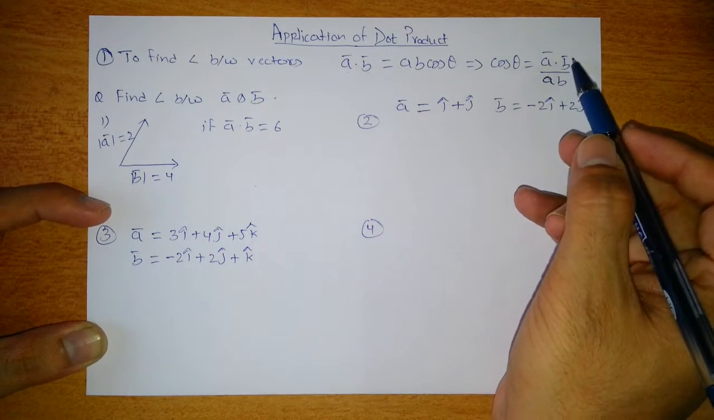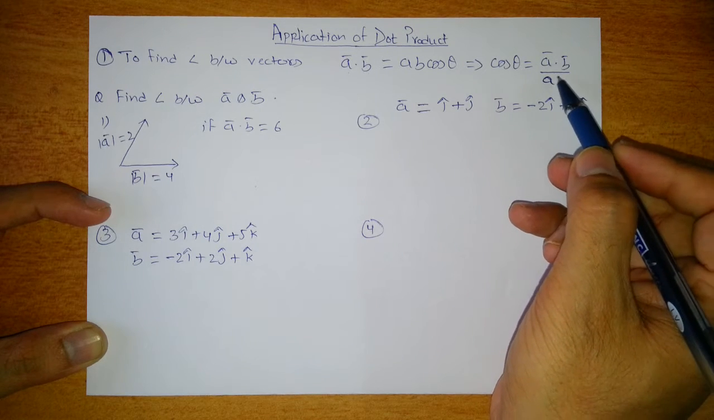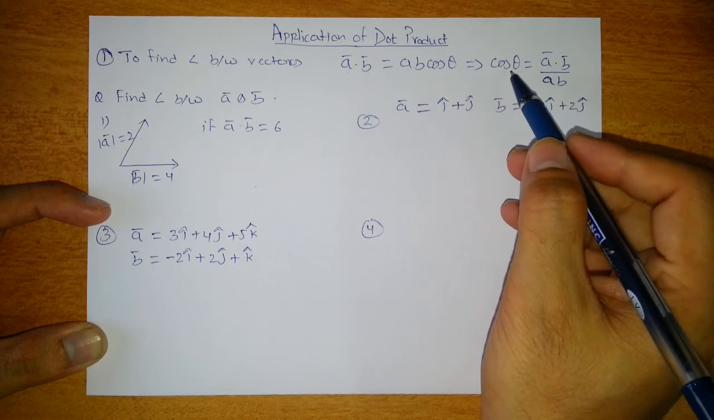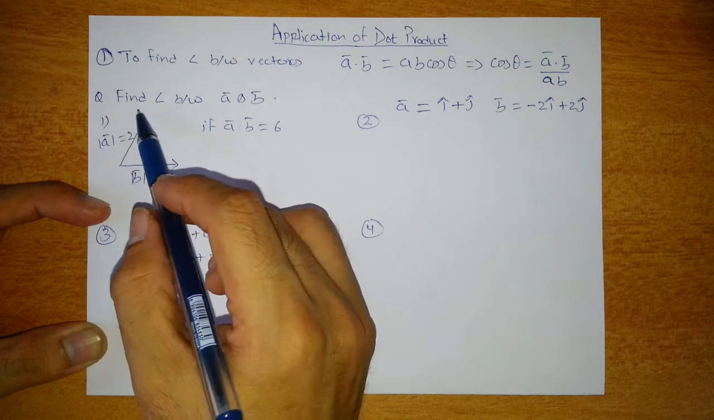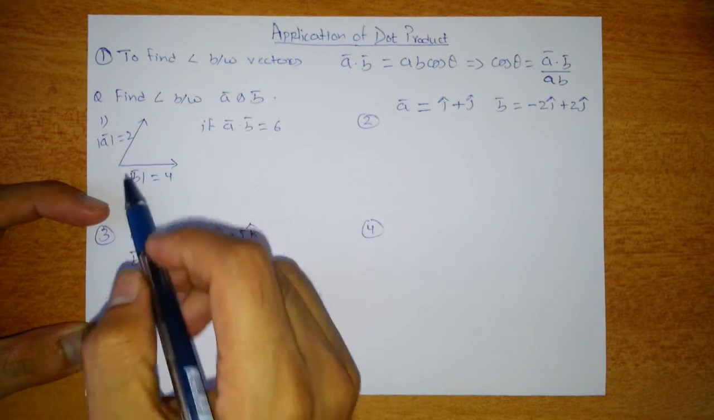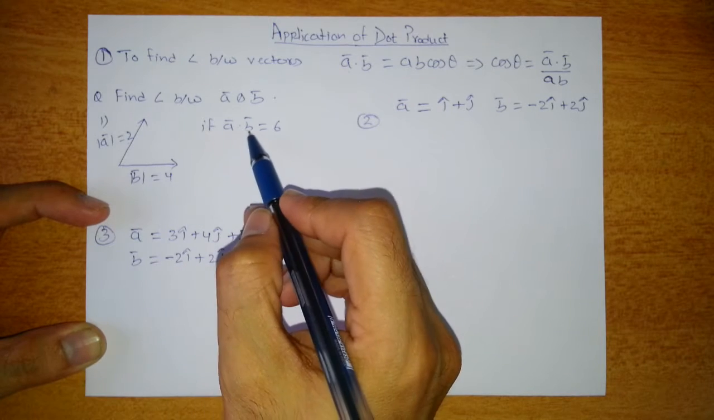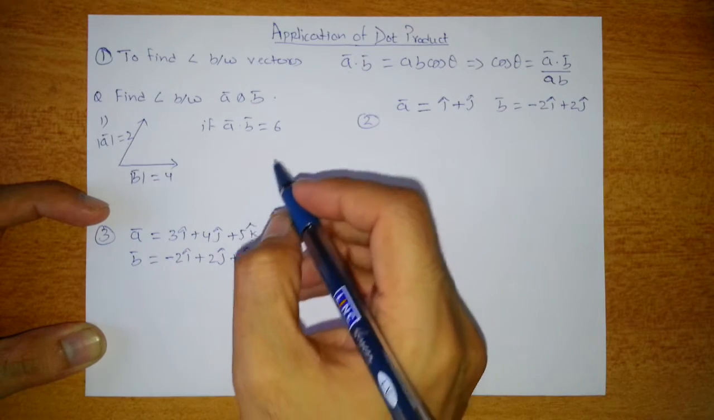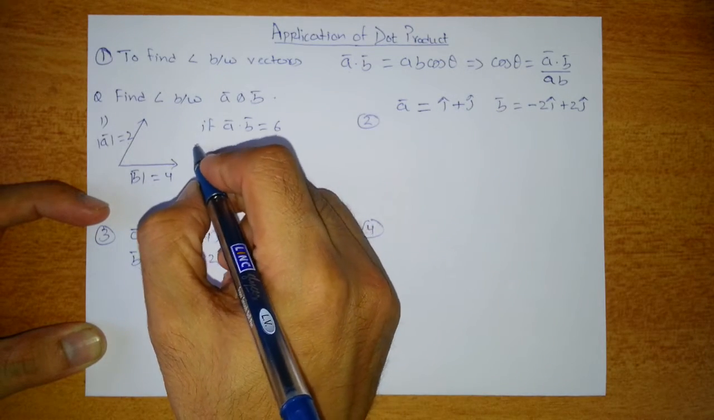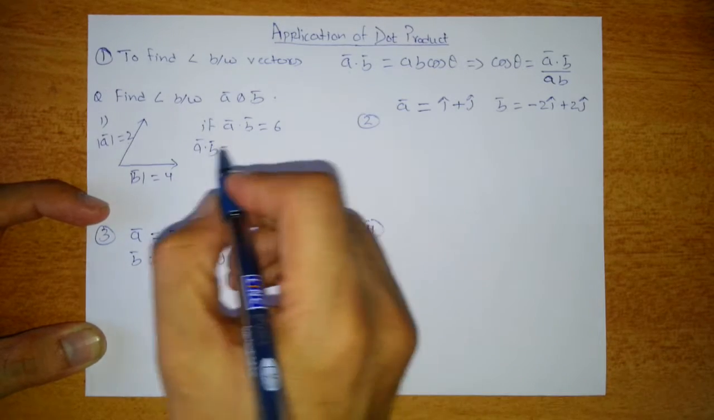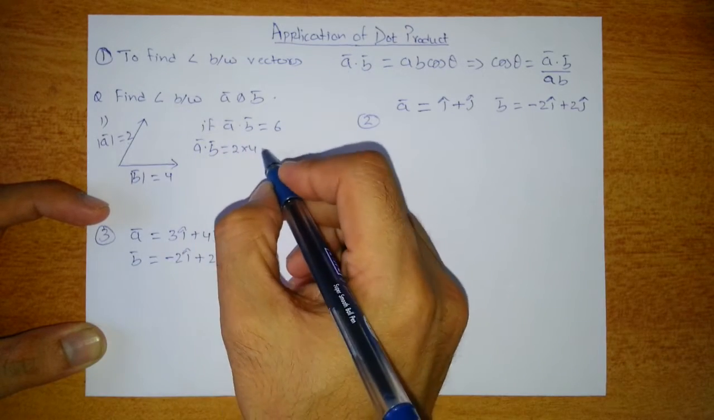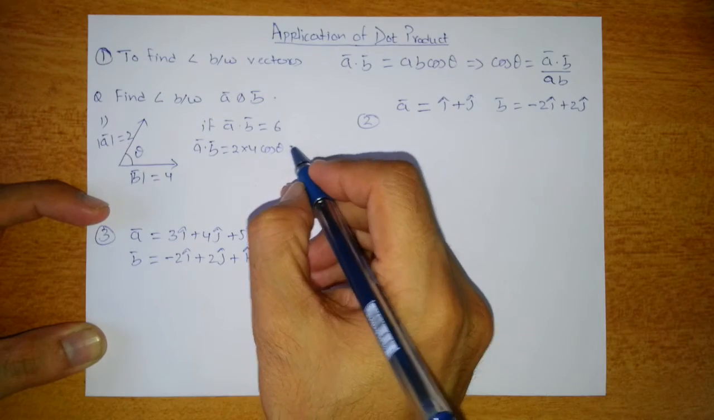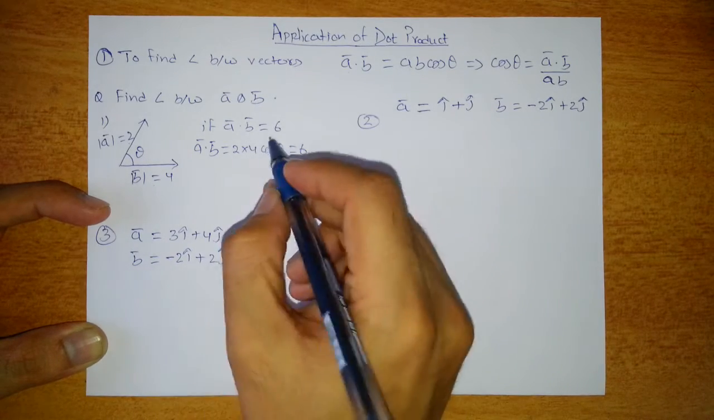Again, cos theta is nothing but, if we know the dot product of the vectors and their magnitudes, the ratio of their dot product and the product of their magnitudes will give you cos of the angle between them. So we have to find the angle between vector A and vector B. Their magnitudes are given and their dot product is also given. That is 6. So if we go by the definition, A dot B should be 2 into 4 into cos of theta, if theta is the angle between them. So we should get 6 as it is given as 6.